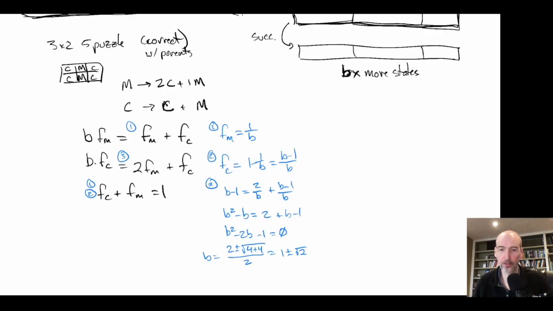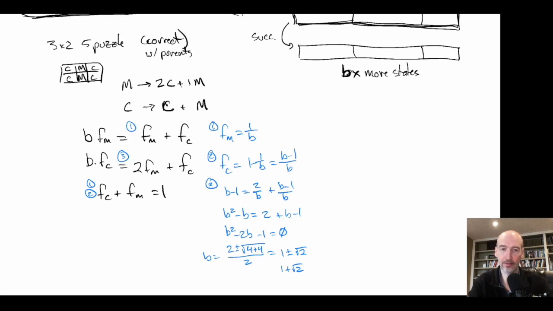Okay, so we're back, and let me just show you really quickly. We take this first equation right here, m plus c, and we know it's equal to 1. So we know f of m is equal to 1 over b. We then take the second equation, substitute 1 over b for m, and we find that f of c is equal to b minus 1 over b. We then take our third equation and substitute for f of m and f of c to get the entire equation in terms of b. When we work it out, it gives us a quadratic equation, and we see that the answer is 1 plus or minus the square root of 2. The branching factor cannot be negative, so the branching factor is 1 plus the square root of 2.